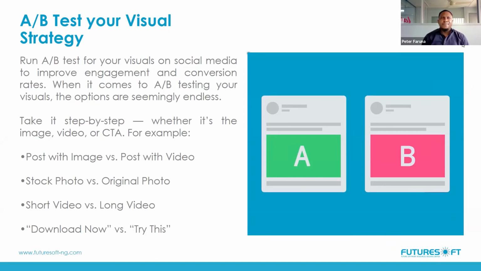some of them actually involve information that can be quickly summarized in a few words, but then you make it a long video and all that. So you can do this too and compare, and you can also try this call to action link of download now versus try this. So that's what applies. You can try these two options as well. So that's for A/B testing your visual strategy.